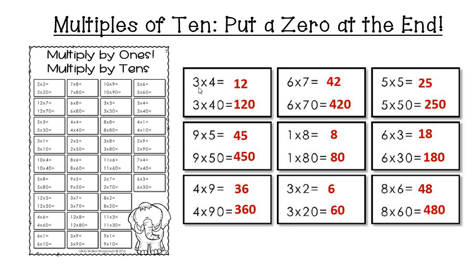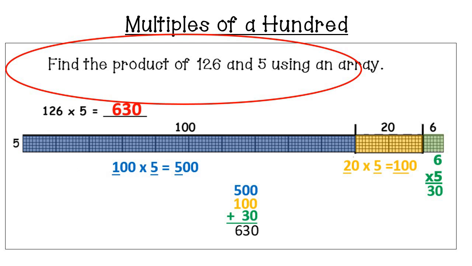You find the basic multiplication fact that's in that problem, which is basically the non-zero digits. You multiply those numbers together, and then after you do that, you add a 0 at the end because it's in the tens place. So a catchy way to remember that is multiples of 10, put a 0 at the end.